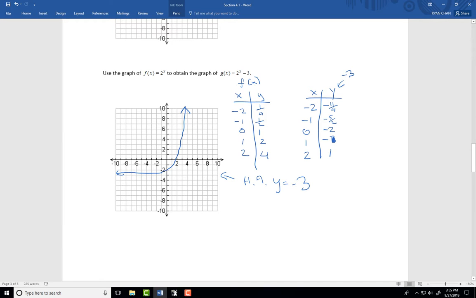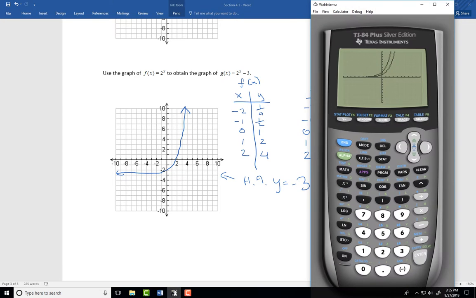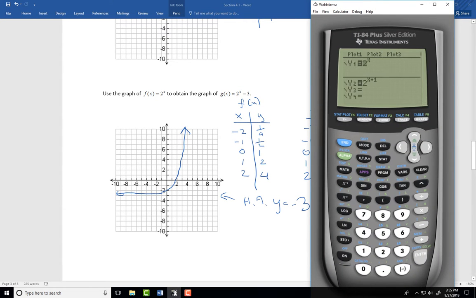Since my sketch isn't the best, let me show this to you guys. Be careful when you sketch this: 2 to the x, and then the right arrow down, and then minus 3. It looks like this here. It starts off flattening and then it just explodes upwards.